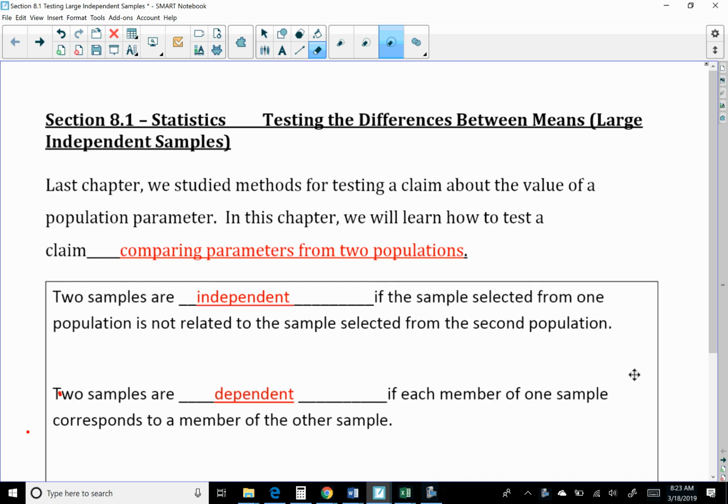So last chapter we studied methods for testing a claim about the value of a population parameter. We looked at population proportions, population means. In this chapter, we're going to learn how to test a claim comparing parameters from two populations. So two samples are independent if the sample selected from one population is not related to the sample selected from the second population. Two samples are dependent if each member of one sample corresponds to a member of the other sample.